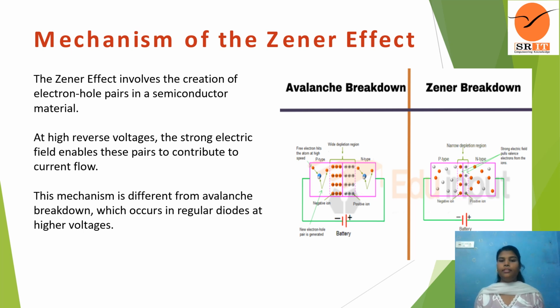Here we see the differences between avalanche breakdown and Zener breakdown. In this diagram, we see p-type is connected to negative and n-type is connected to positive. Here we observe a large depletion layer, and an electron hits an atom at high speed in the p-type region. In the other diagram, p-type is connected to negative and n-type to positive, and we see a narrow depletion region and a strong electric field pulling electrons from the ion. Here we see the Zener breakdown.